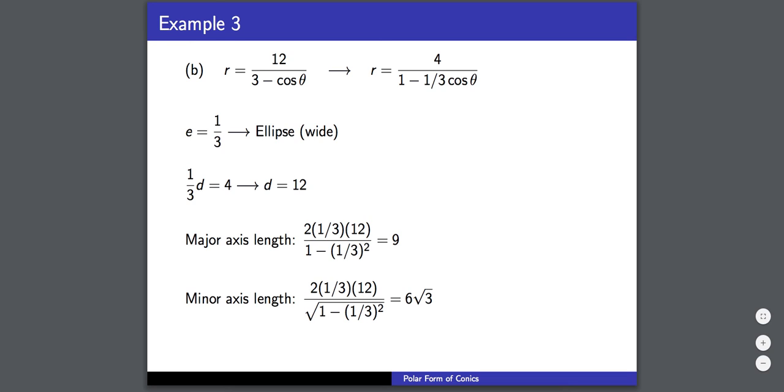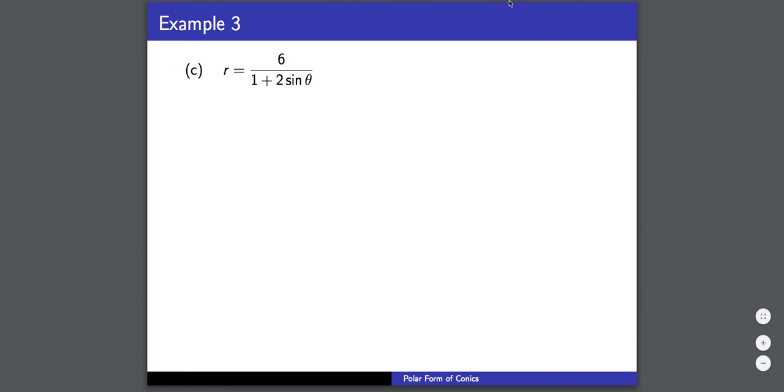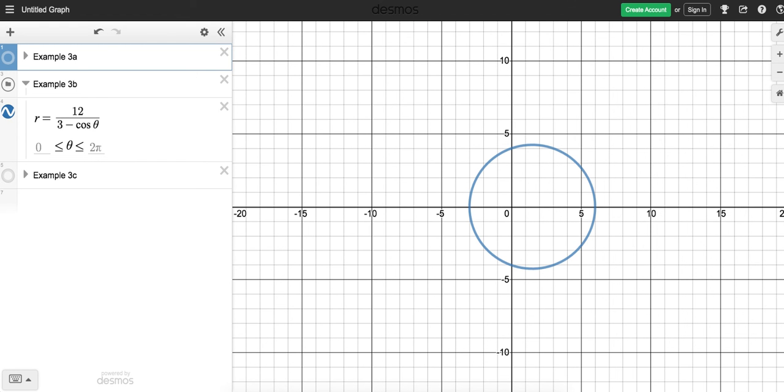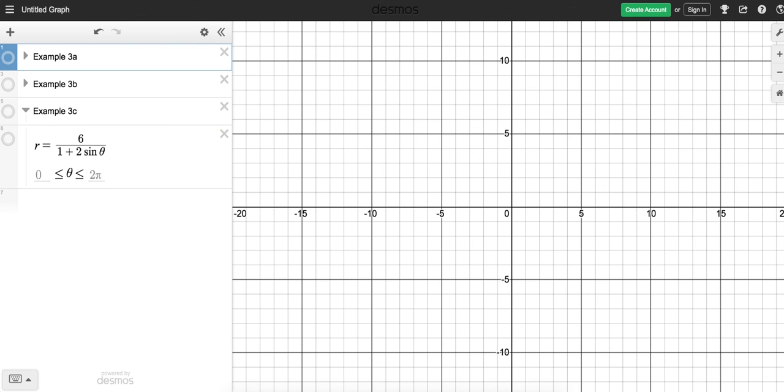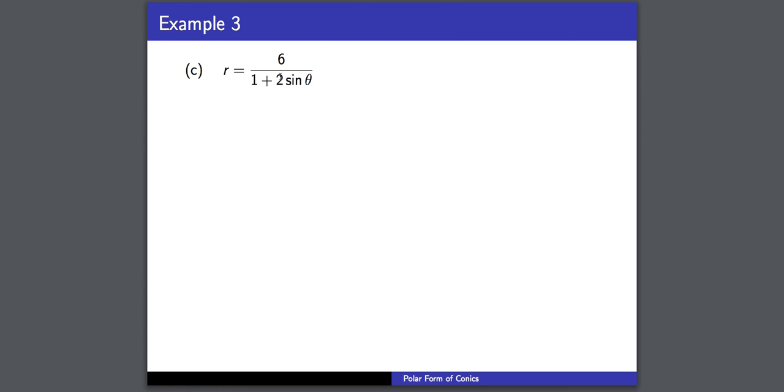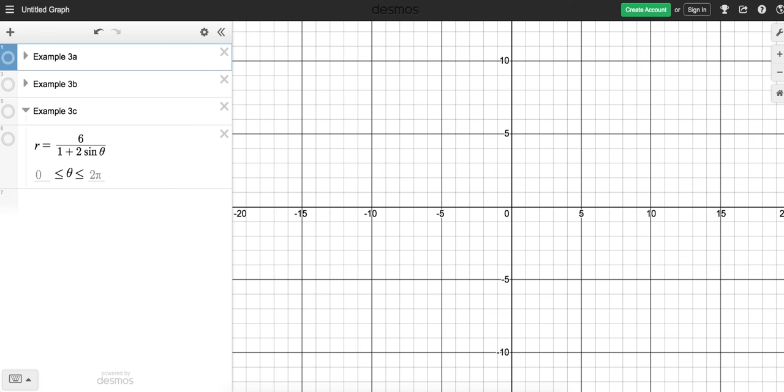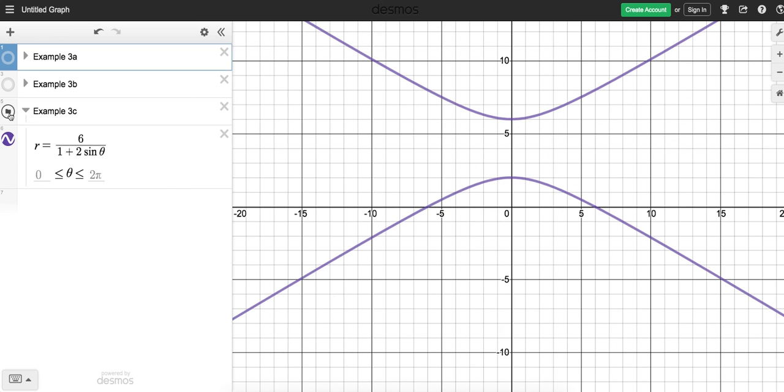All right, example 3c, r equals 6 over 1 plus 2 sine theta. This will be our last example in this video. So let's see what that graph looks like. Before we do, actually, we have e this time is 2, so e is bigger than 1. And as we said in the previous video, when e is bigger than 1, we have a hyperbola. And it's opening up and down because of the sine theta that we have. If it was cosine theta, then we would have opening left and right. So we have a hyperbola.